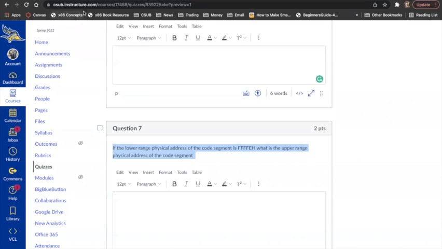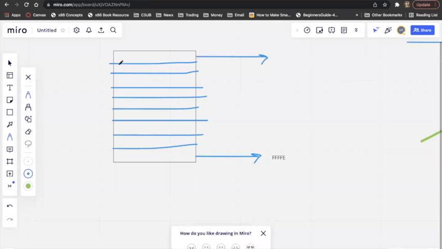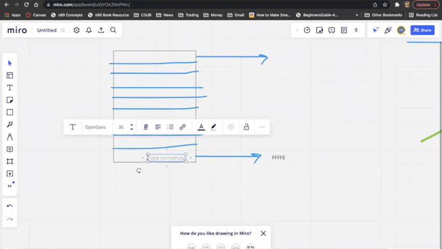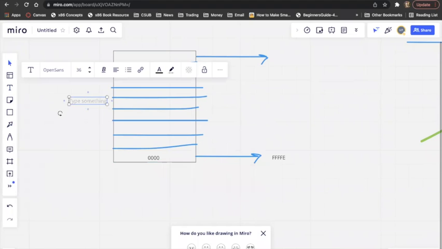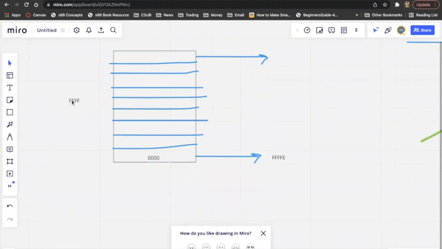That's a good question. Let me double check if the address is right. 1, 2, 3, 4, 5. Okay. So we know that the lower range of the code segment is 4 zeros. We know that, right? For sure. And we know that the upper range of the code segment is FFFF. So if we know the physical address of this, we have to find the physical address of this part.